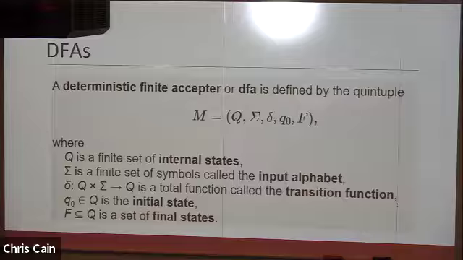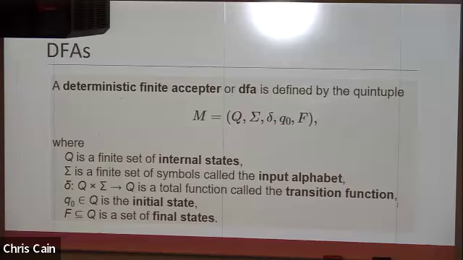Q, this first one, is a set of internal states. So think of these states as a graph. Graphs have vertices, edges connecting those vertices. So internal states are just the vertices of the graph that represents the DFA. Second, your sigma is the set of symbols in the alphabet. So what symbols could we be reading from the input?